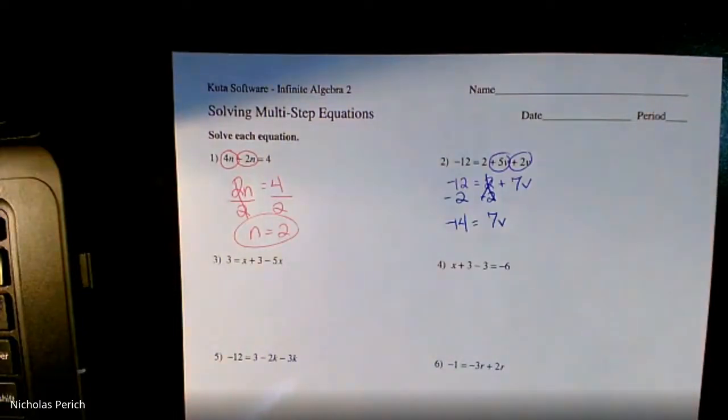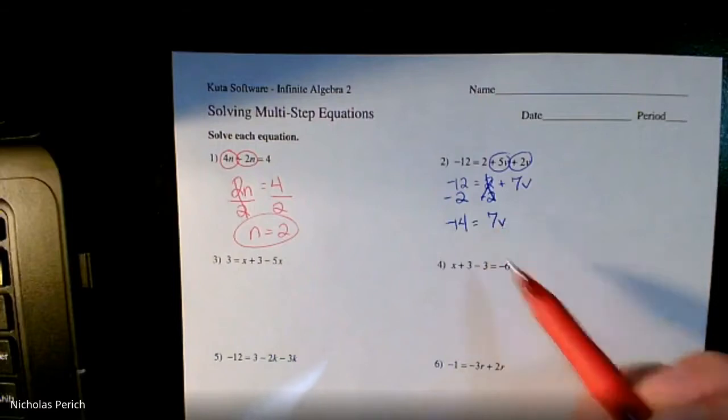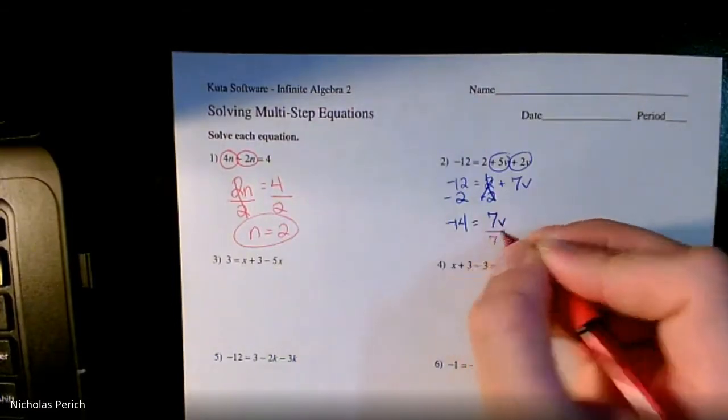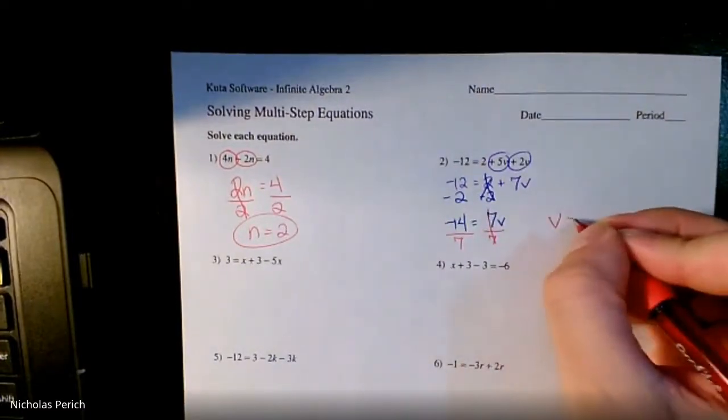Is v all by itself? No. What's in the way? 7 is being multiplied to v. Divide both sides by 7. Divide both sides by 7. Cross you out. v equals negative 2.